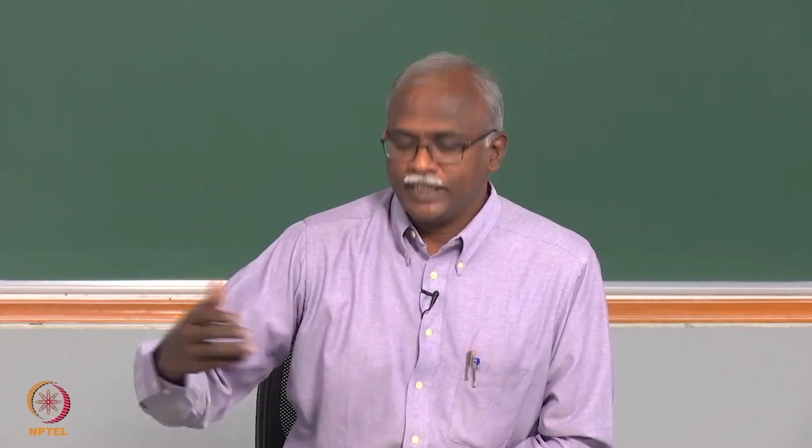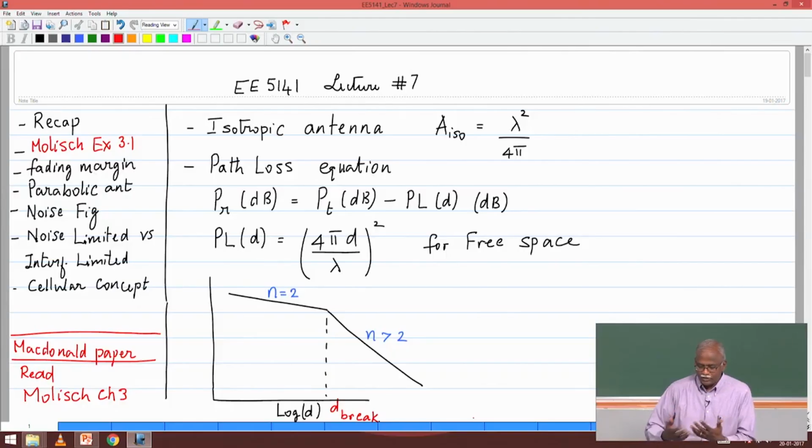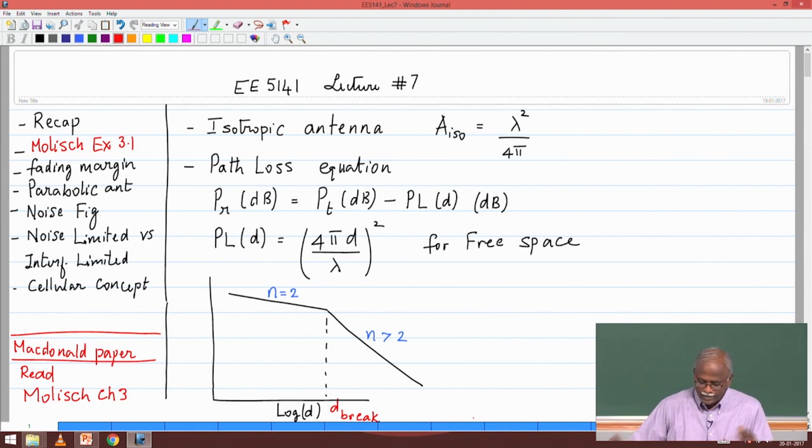One of the things that characterizes it is the scale factor, which we represent as the area of an isotropic antenna. Again, it's a conceptual term. Basically, it's something that is helpful for us in characterizing the wireless link. So the area of an isotropic antenna, if we take it as a reference, is lambda squared by 4 pi, lambda being the wavelength of the carrier frequency. Then we derive two very important expressions.